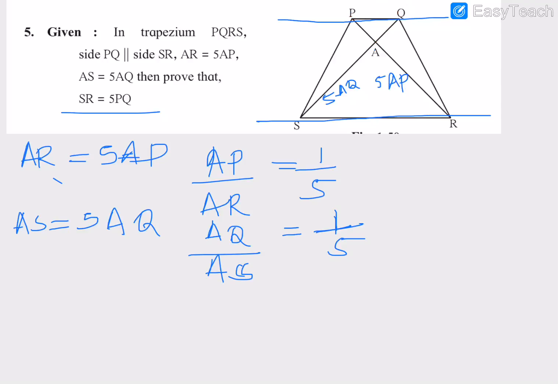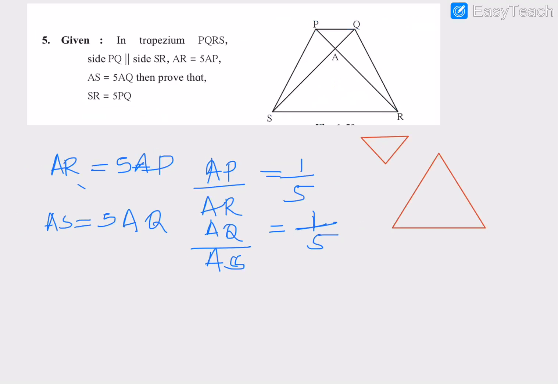So AP is the side of this small triangle APQ, and AQ is also the side of this small triangle APQ, and AS is the side of this bigger triangle. Similarly, AR is the side of this bigger triangle. So these two triangles have equal ratios between the corresponding sides. So we can consider these two triangles, that is triangle ASR and APQ. I have drawn this triangle APQ here and ASR here.